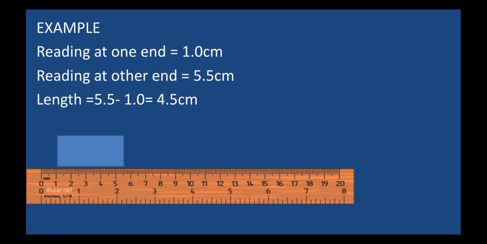What is the starting point of the measurement? 1 centimeter. I write it down. What is the ending point of the measurement? The reading at the end is 5.5. If you look clearly, you will be able to see. After that, you need to find the length. How will you do it? By subtracting the two readings. So you get it as equal to 4.5 centimeter.